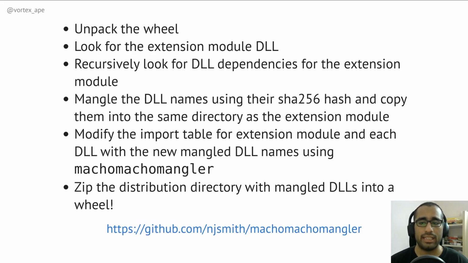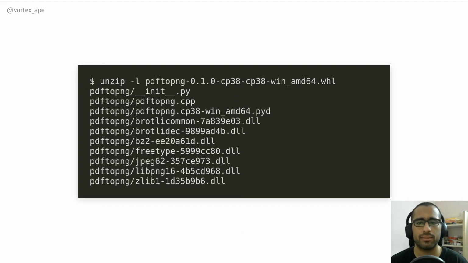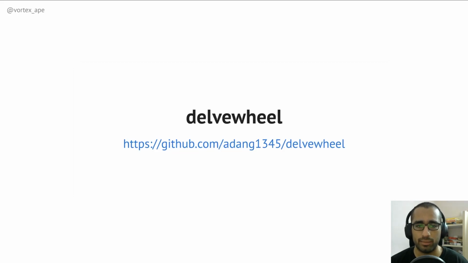It should then modify the import tables for your extension module and each DLL using a library called Machomangler. And finally, it should zip everything again into a wheel. This is what the Windows wheel looks like after all those steps. You can see that the DLL names are mangled with their SHA-256 hash, and that import tables are also updated with those mangled names. You can also check out Delve Wheel, which works like Audit Wheel and Delocate, but on Windows, and does all those DLL mangling steps that I just described.